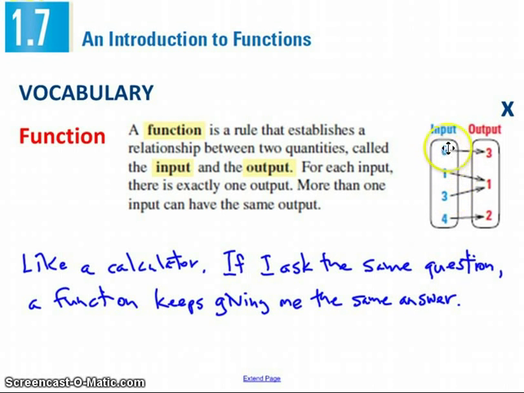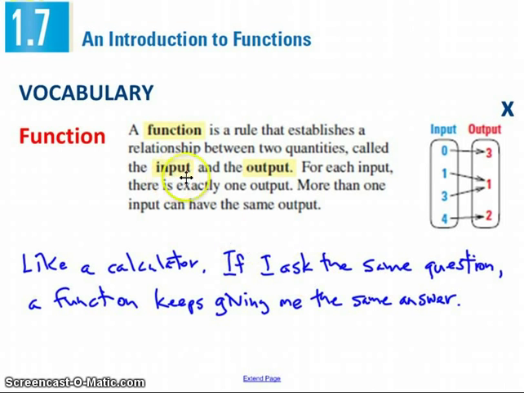So notice, if I ask question 0, I always get 3. If I ask question 1, I always get 1. If I ask question 3, I also get 1, but that doesn't matter. It's okay to ask two different questions that give the same answer. That's normal with a calculator, right? You could ask two different questions that come out with the answer 10. It's just that the answer to question 1 had better always be the same. So I hope that makes it a little clearer.